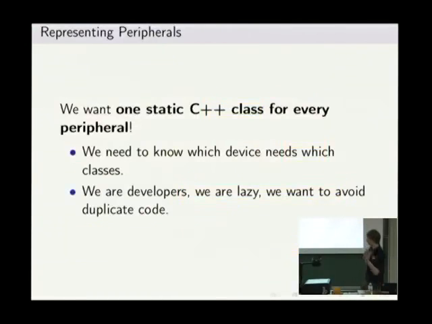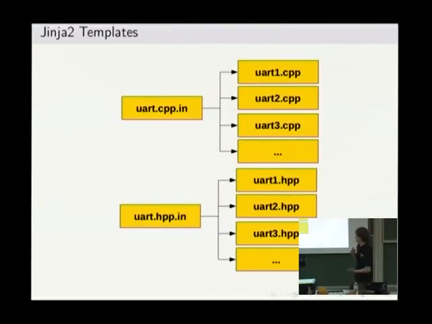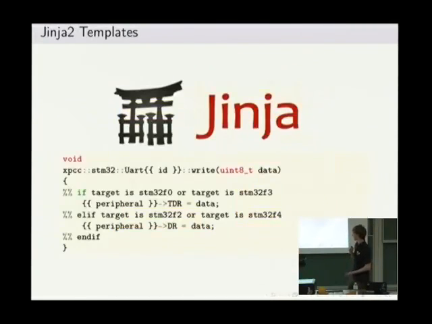So now we got another problem. We're all developers, we're all lazy, and we don't want to write duplicate code. Like I said, we would like to have one basic template and use that to generate all the UART classes, for example. And that's just what we do. We have all those in files, which are our template files, and we generate all the UARTs that we need. To do this, we're using the Jinja 2 template engine, which comes from web development, but it fits the thing that we need quite neatly.